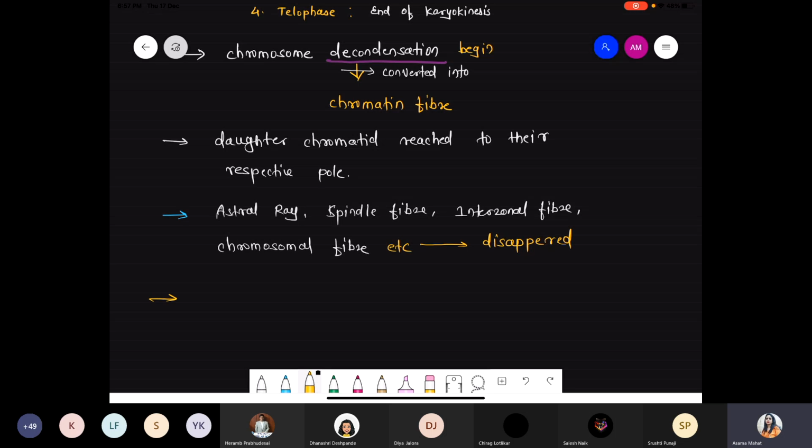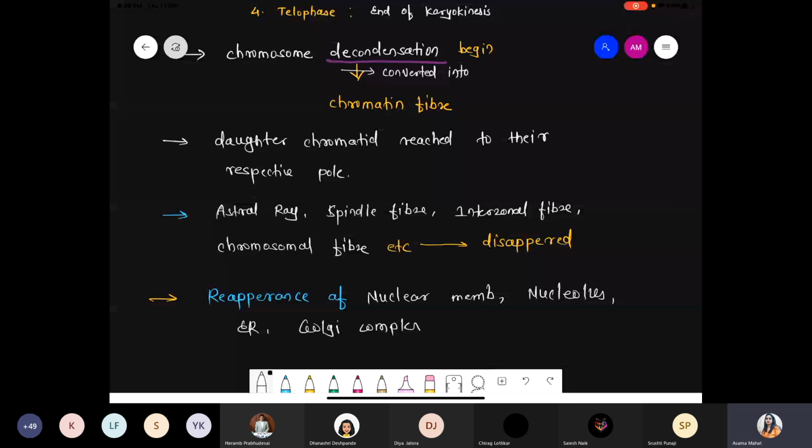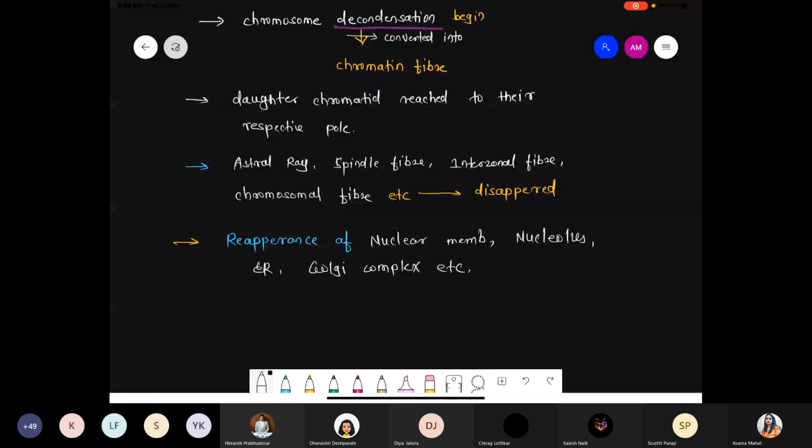So the next event we are talking about is the reformation or reappearance of the plasma membrane, the nuclear membrane, then the nucleolus, then ER, endoplasmic reticulum, Golgi bodies or Golgi complex, etc. Whatever disappeared, all of it forms again. Okay, done. And finally, two daughter nuclei get formed, and such daughter nuclei we can simply represent in a monad condition.